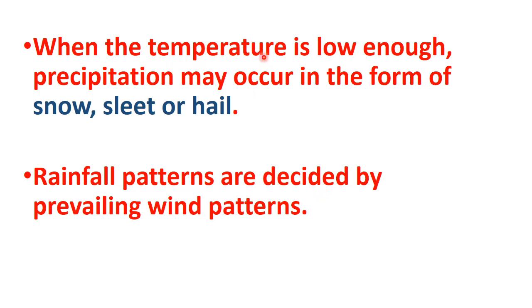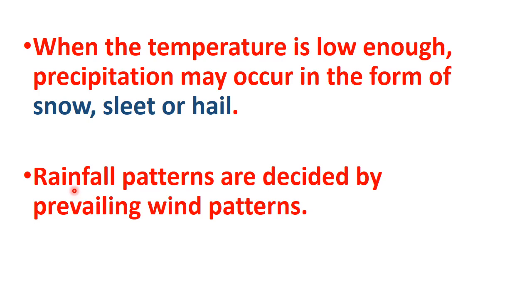Now when the temperature is low enough, the precipitation may occur in the form of snow, sleet or hail. Otherwise, what will be there? It will be raining.